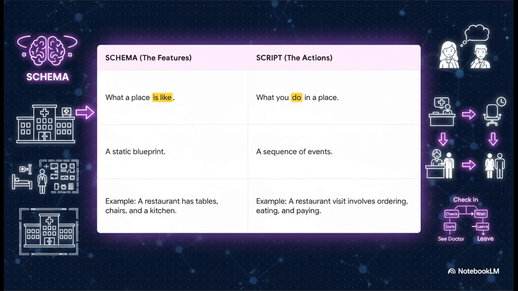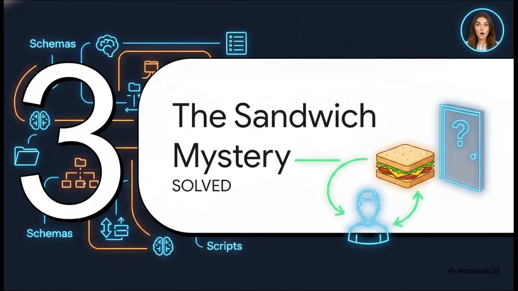Okay, so let's just put these side by side to make it totally 100% clear. A schema is the what, a place is like. A script is the how, what you typically do there. So your hospital schema is the building itself with the beds and the doctors, but your hospital script is the whole sequence, checking in, waiting forever, seeing the doctor, and finally leaving. One is the set, and the other is the scene that plays out on that set. Simple as that. Okay, you with me?